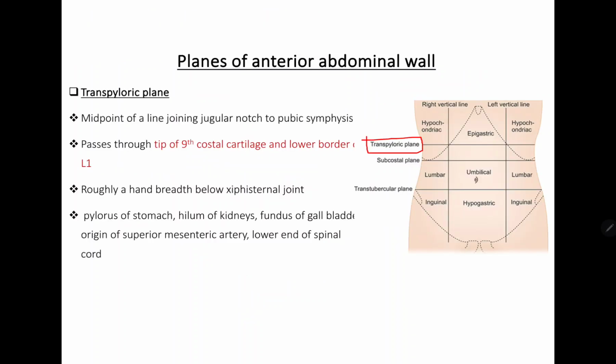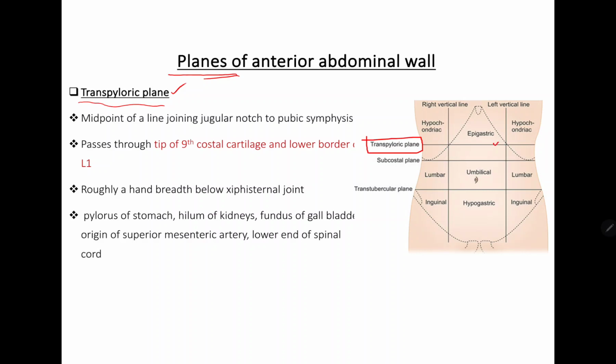Peritoneal cavity. For descriptive purposes, the anterior abdominal wall is divided into some regions by some lines. There are some planes. So now we are going to see what the planes of the anterior abdominal wall are. The first one is known as the transpyloric plane. Let us see. This is the transpyloric plane.